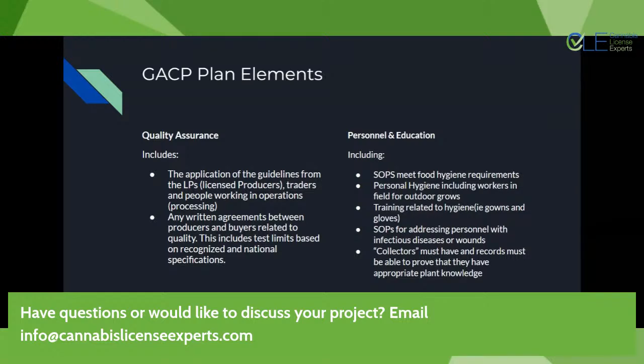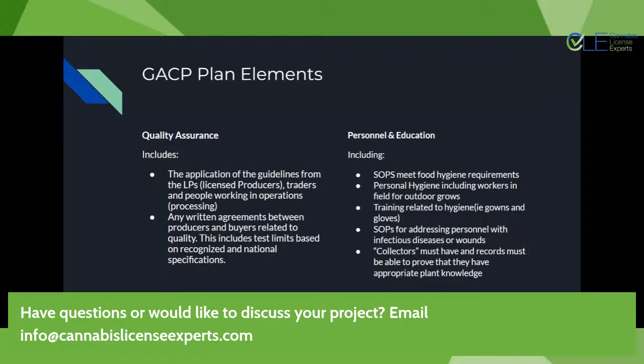So what does that quality assurance heading entail? We're looking at the application of the guidelines from licensed producers, traders, and people working in operations or the processing. It's anything that is written into an agreement between the producer and buyers related to quality. It includes your test limits based on recognized national specifications, be it the pesticide limits and heavy metals limits here in Canada. Every country again has their own, so make sure that you are meeting all those requirements if you are considering international trade.